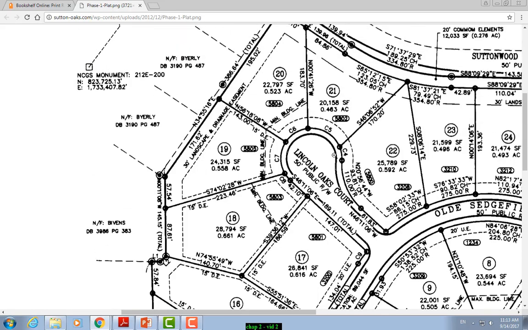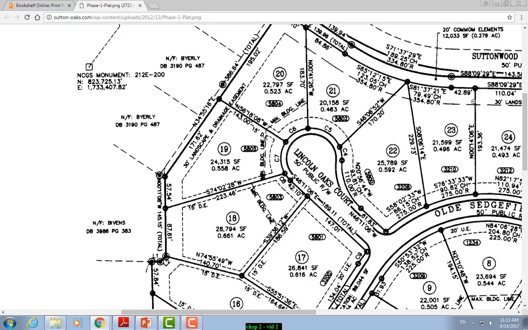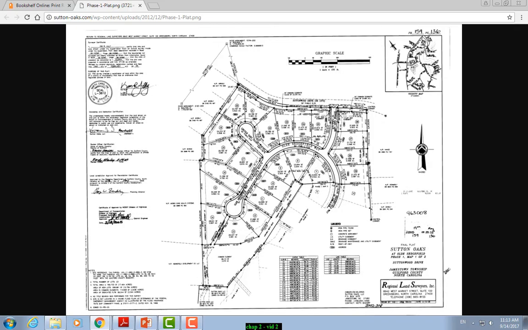Okay, so some of these marks you see here are, when they develop an area, a developer comes in, they're going to put those metal rods in the ground, or pins.